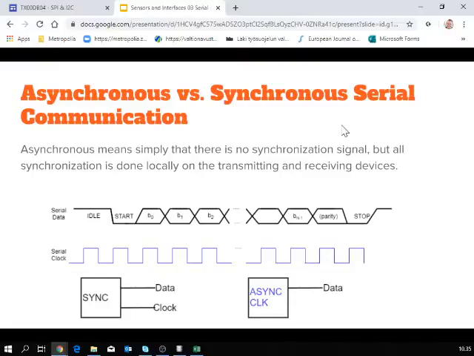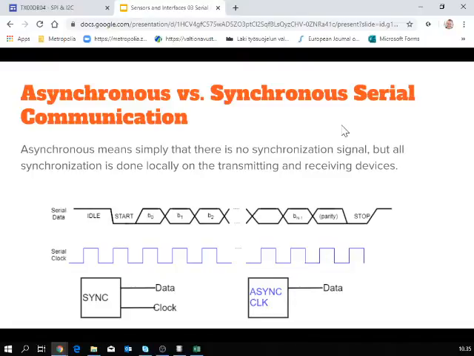And then synchronous has data and clock signals on the devices. So basically, there is a common clock rate for the receiving and transmitting, which makes this one basically easier to implement in hardware.